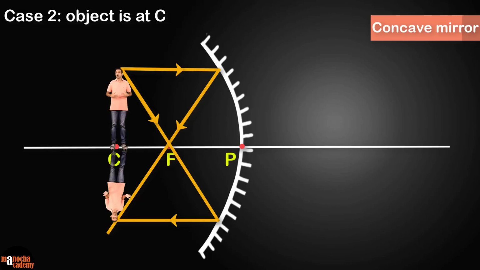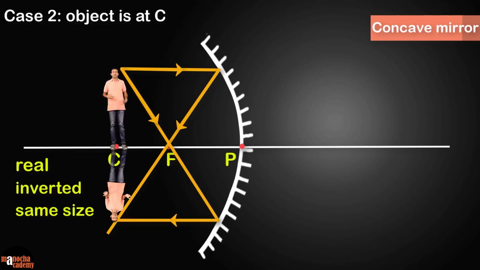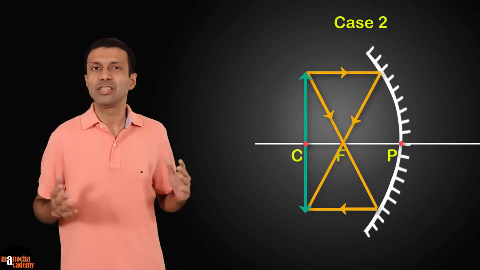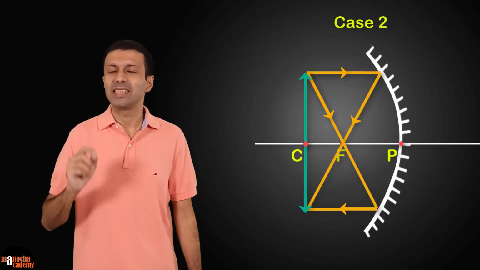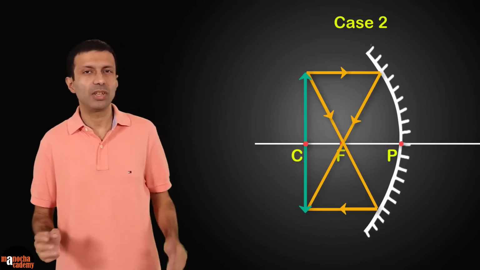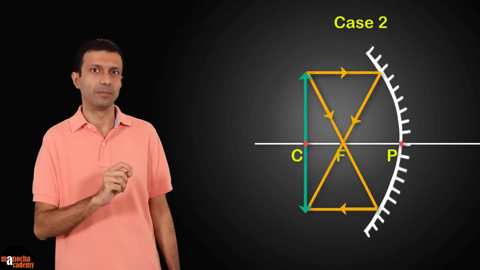What is the nature or properties of the image? It's real and it's inverted. It's the same size as the object, so the same height as me, and its position is at the center of curvature. If you try drawing the ray diagram for this case 2, where the object is at the center of curvature, you might find that you're not getting the image exactly at the center of curvature.